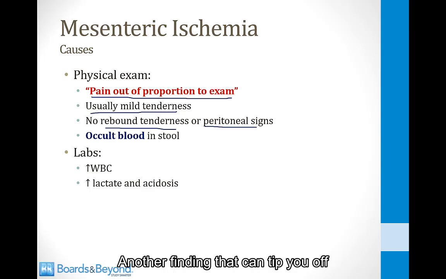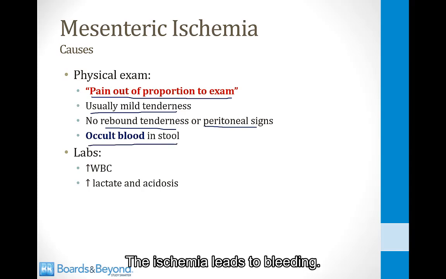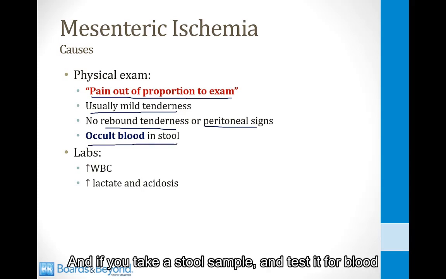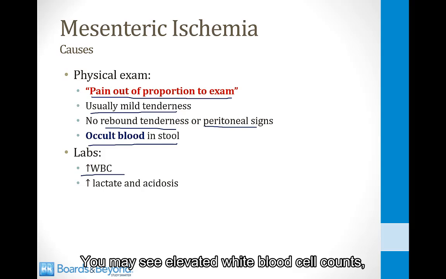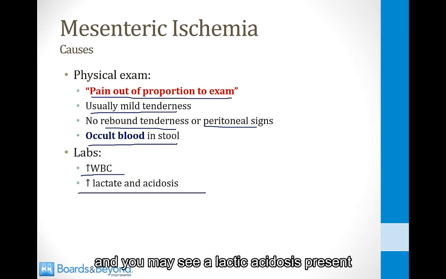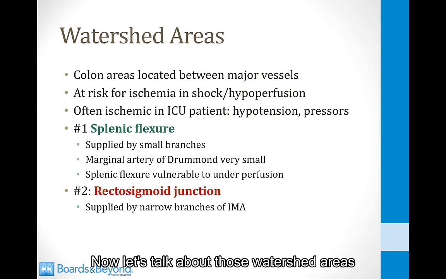Another finding that can tip you off to mesenteric ischemia is occult blood in the stool. The ischemia leads to bleeding, and if you take a stool sample and test it for blood, you will find that there is blood present. You may see elevated white blood cell counts, and you may see a lactic acidosis present from ischemia to the bowel. Now let's talk about those watershed areas I mentioned before.